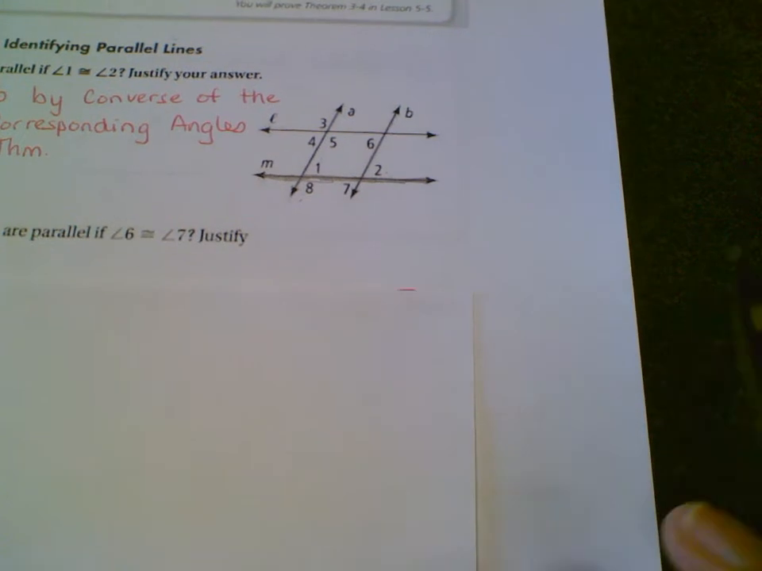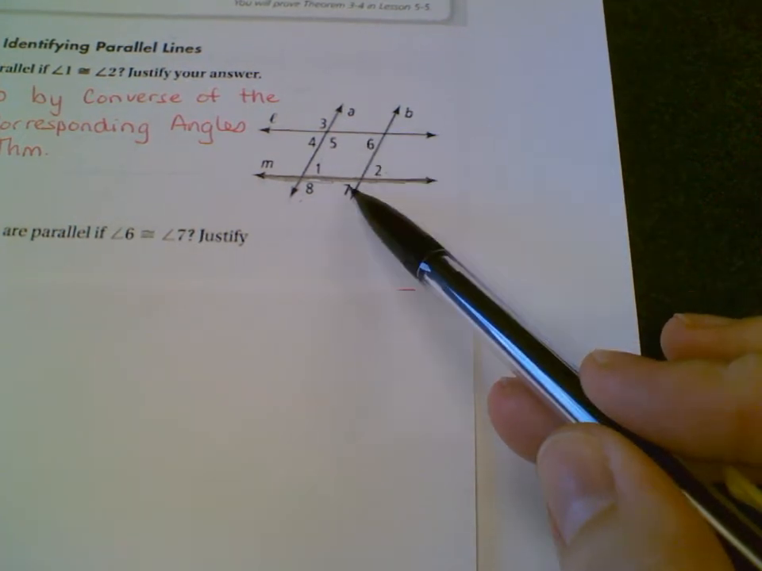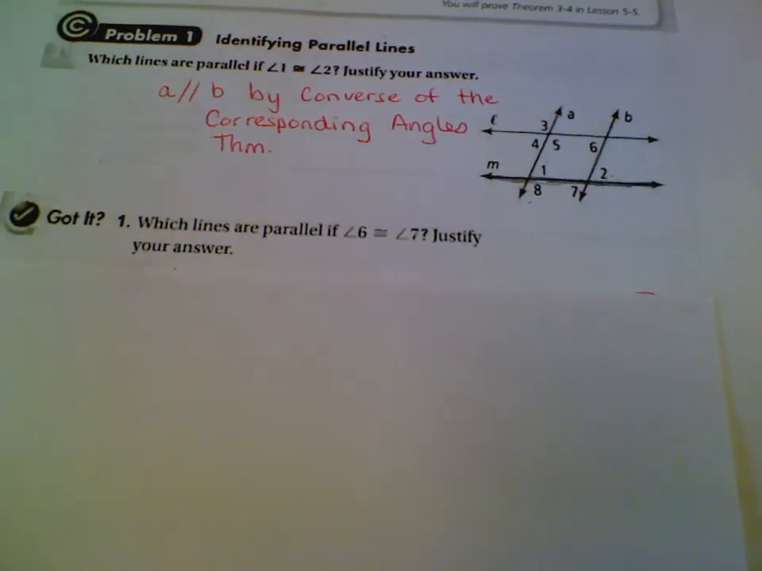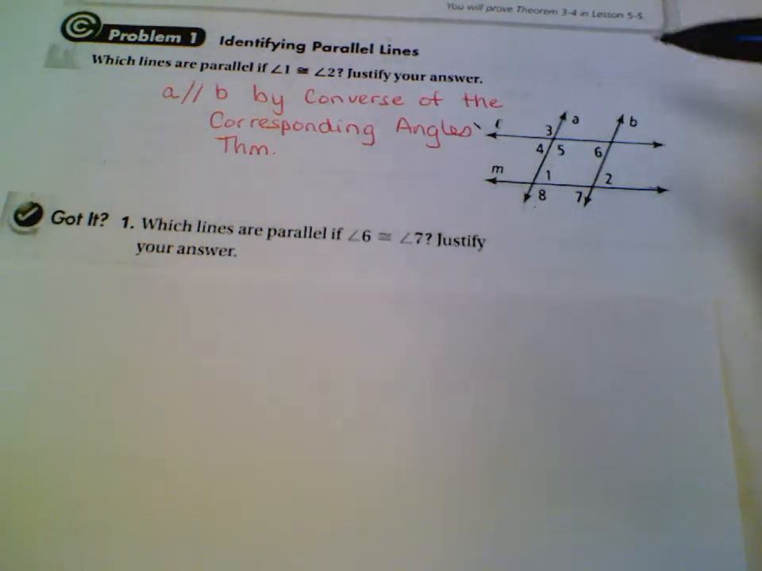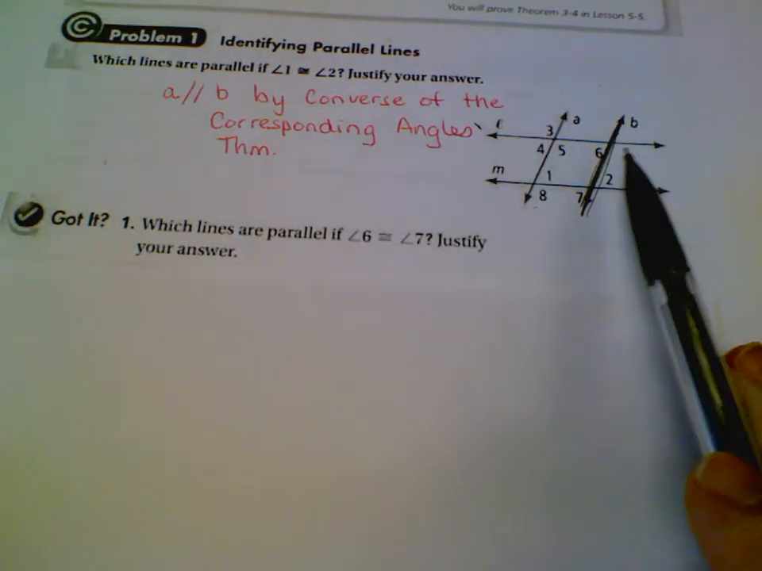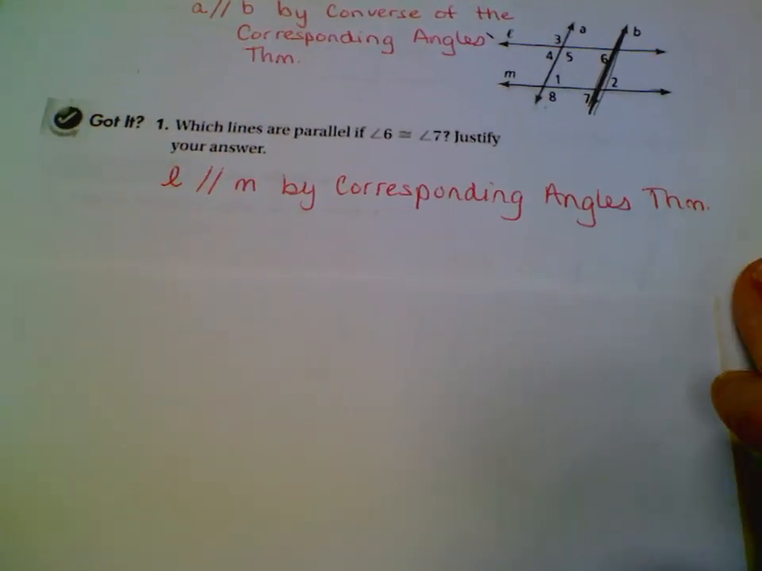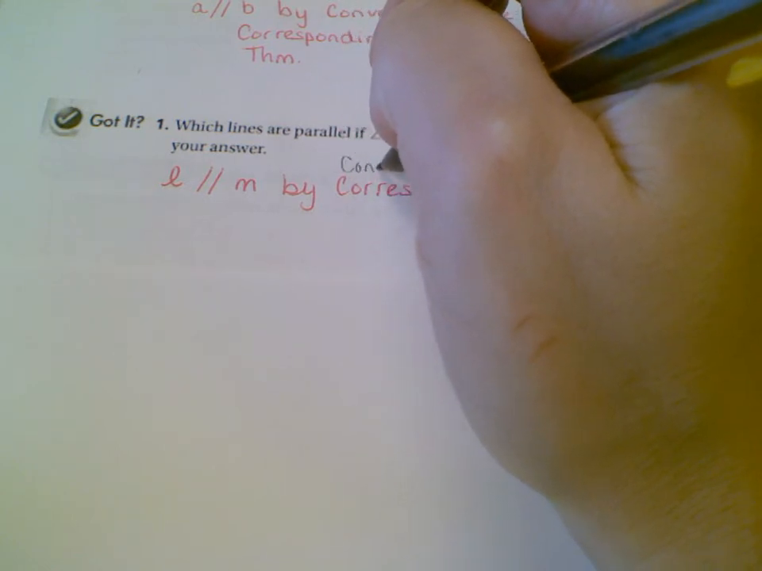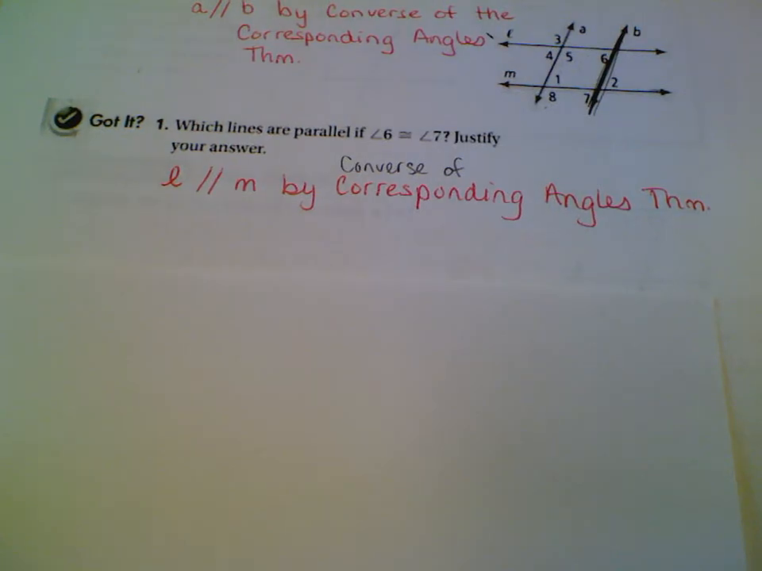In the got it question it says, which lines are parallel if 6 and 7 are congruent? So 6 and 7 are corresponding angles. They lie on line B. So the two lines that intersect through that would be lines L and M, and then my justification would be by the converse of the corresponding angles theorem.